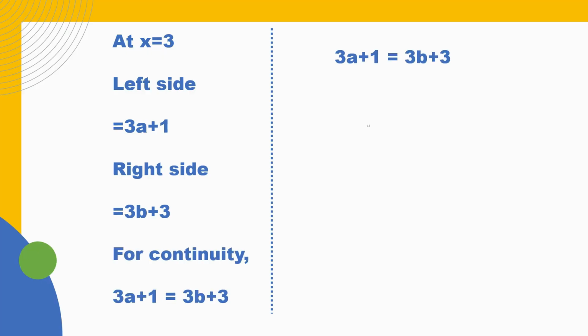Now, it's just a simple algebraic equation. After rearranging the terms, we obtain a minus b equals 2 by 3. So this is the relation between a and b. Whenever you see unknown constants in continuity questions, remember this approach. Use the continuity condition first, then solve the resulting equation.